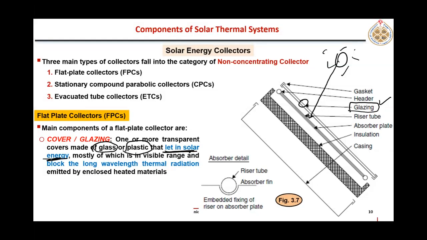But then there is a second major function of that glazing: whatever is passed will finally be absorbed onto that absorber plate. Then the absorber plate will start to emit radiation. But this glass cover will block this radiation emitted by the plate, because that is long wavelength radiation.